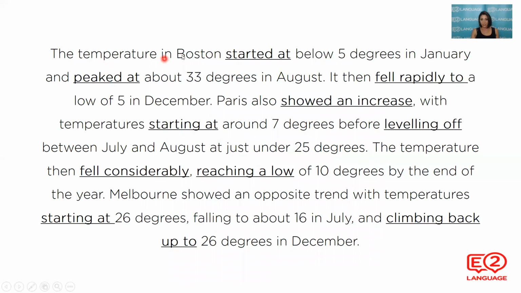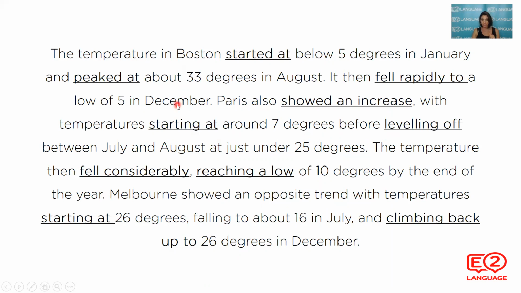The temperature in Boston started at below 5 degrees in January and peaked at about 33 degrees in August. So it started low, then reached a peak, then it fell rapidly to a low of 5 in December. That's Boston. Now Paris showed an increase with temperature starting around 7 degrees before leveling off between July and August at just under 25 degrees.